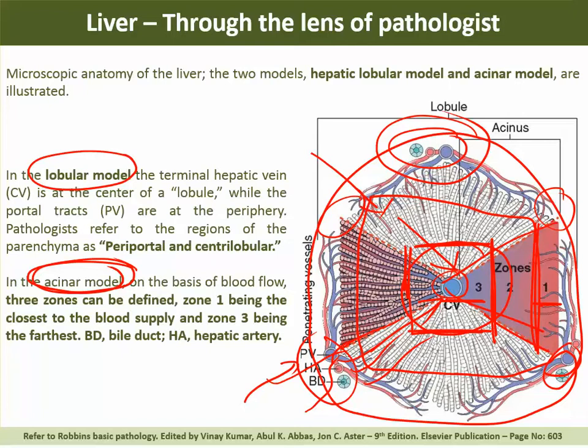And I am going to discuss a little bit about the hepatocytes located in the centrilobular area. The hepatocytes, the liver cells located in the centrilobular area, are rich in enzymes and mitochondria.